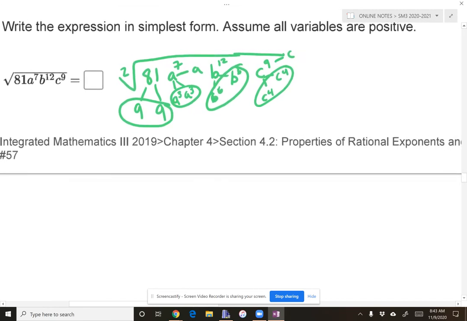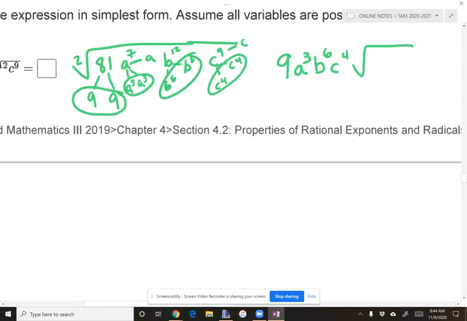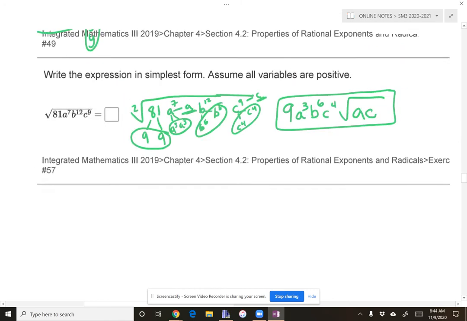So when I write this, the 9 comes out, the a cubed comes out, the b to the 6 comes out, and the c to the 4th comes out. But what's left inside? Well, this a and this c. Everything else got to come outside because it had a partner with the square root. It wasn't a group of 2.